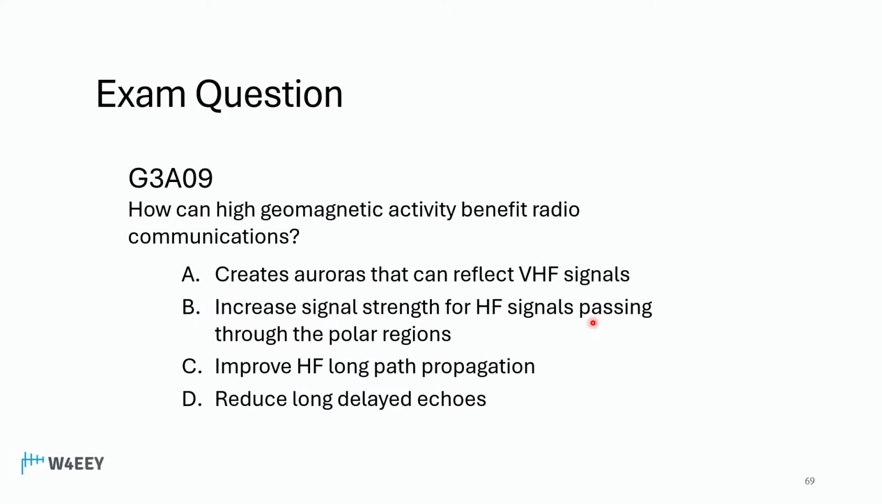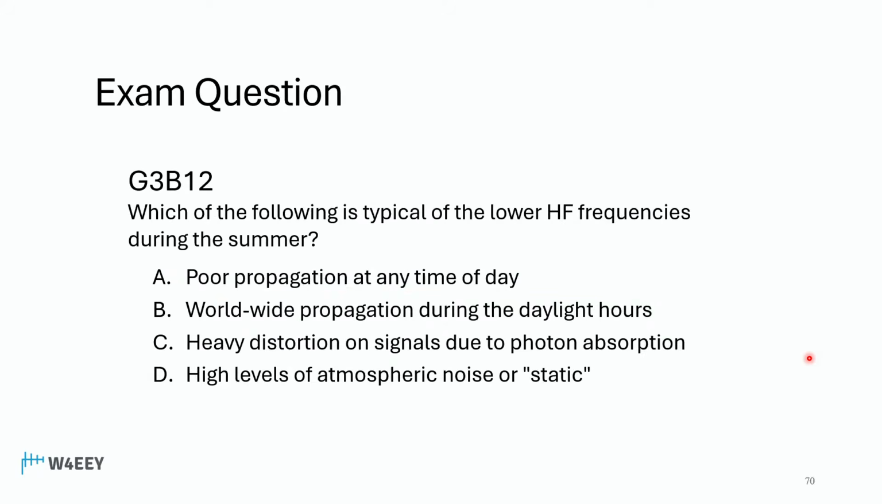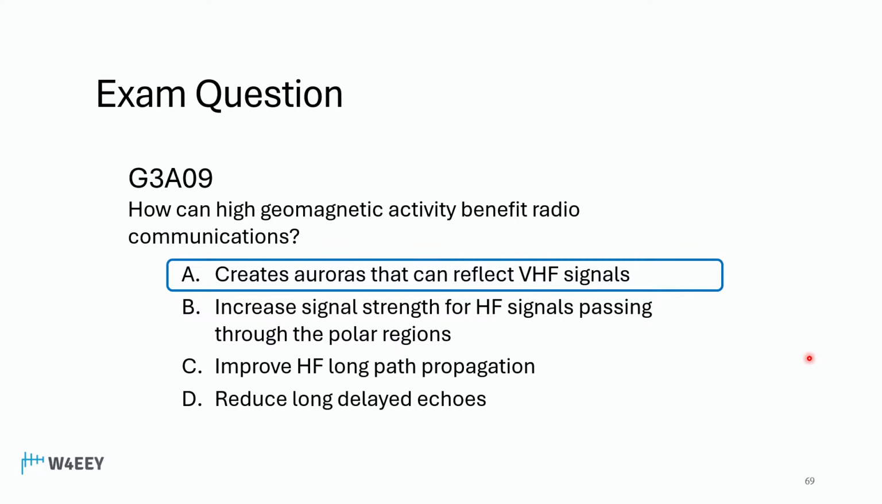How can high geomagnetic activity benefit radio communications? That was that one exception we talked about. Alpha, it creates auroras that can reflect VHF signals. What height are the auroras? What level are they at?